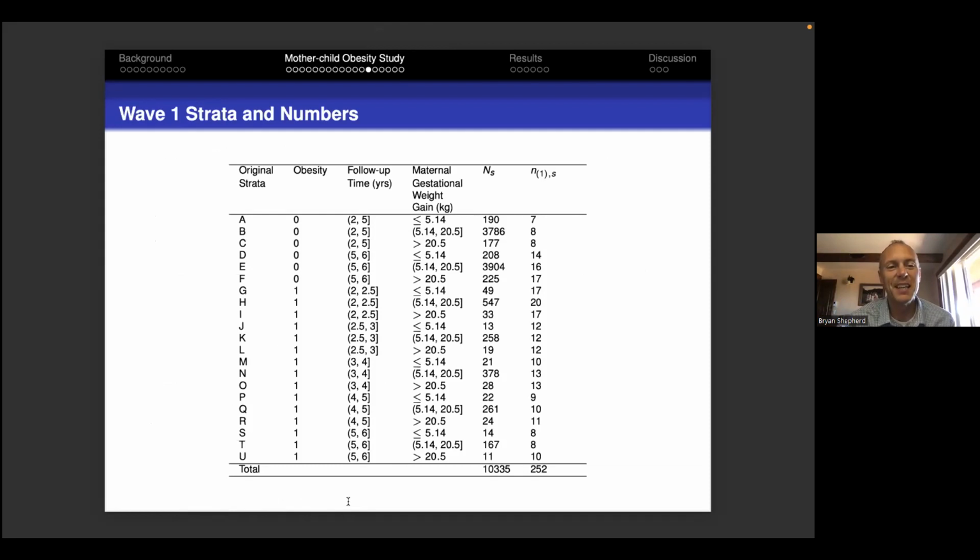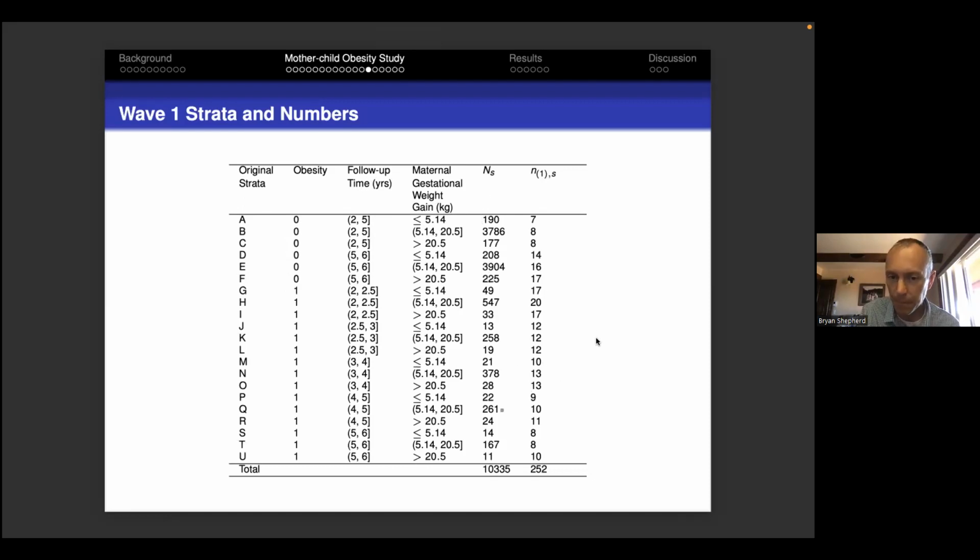Okay, let me show you what we did. So we ended up in our original strata having 21 strata based on, again, obesity, error-prone levels of obesity, the follow-up time, and maternal gestational weight gain estimated using electronic health record data. And so these are the different strata that were chosen, and this is the number that's in each of those strata.